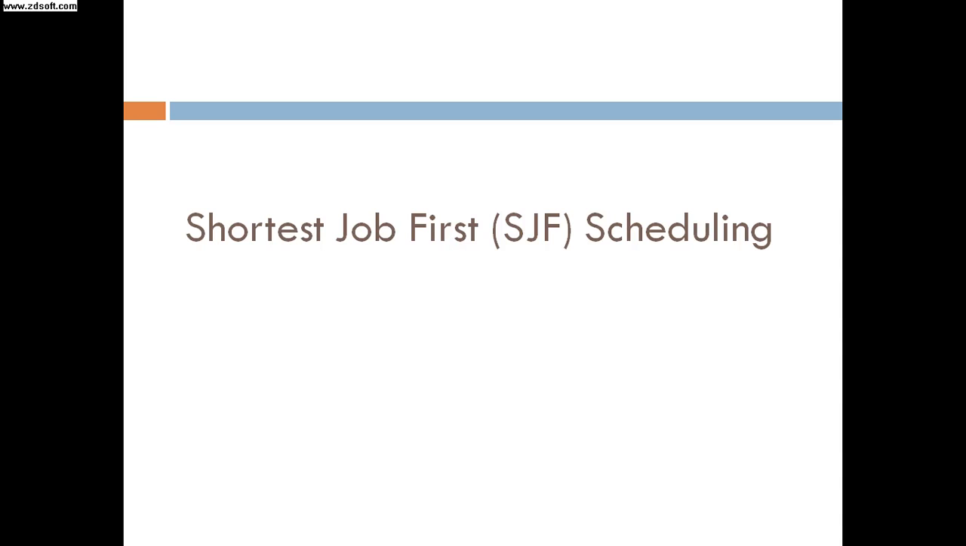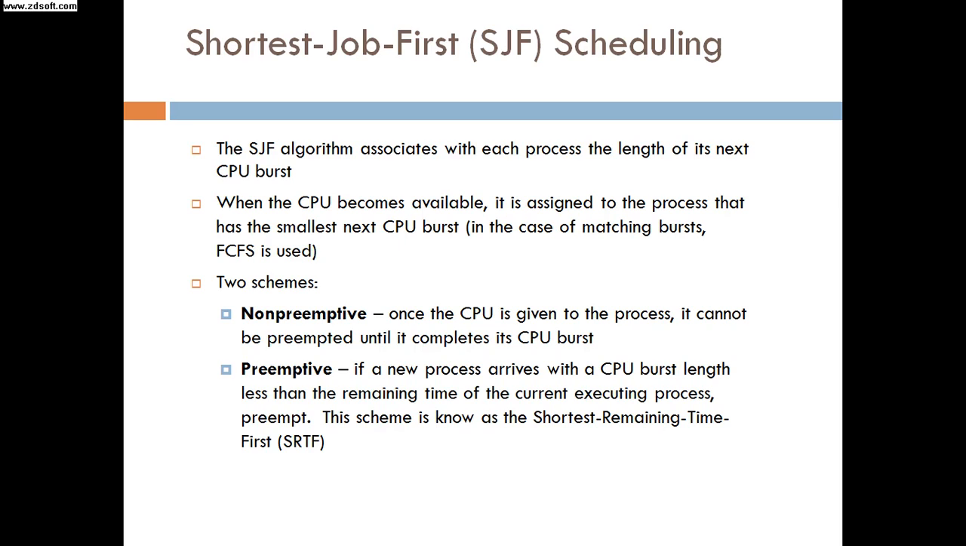In this session, we shall discuss the shortest job first scheduling. In this algorithm, we associate with each process the length of its next CPU burst. When the CPU becomes available, it is assigned to the process that has the smallest next CPU burst. It comes with two schemes: non-preemptive and preemptive SJF.